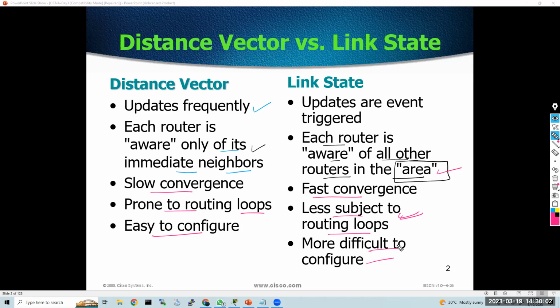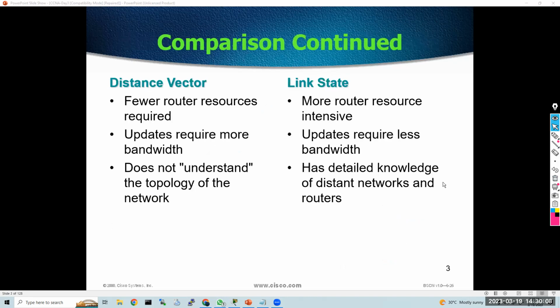Distance vector is easy to configure, while OSPF is more difficult to configure. That's the reason I told you to pay attention when you do this lab. OSPF takes time, but once you practice, I'm sure you will be able to do it. And this one requires more routing resources.